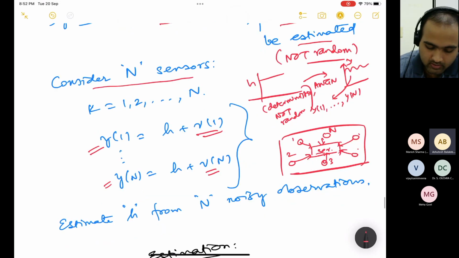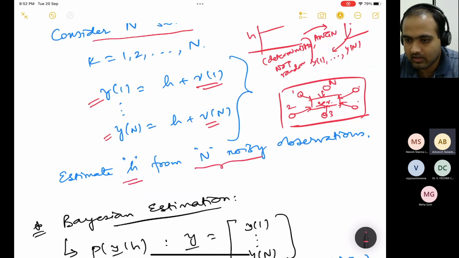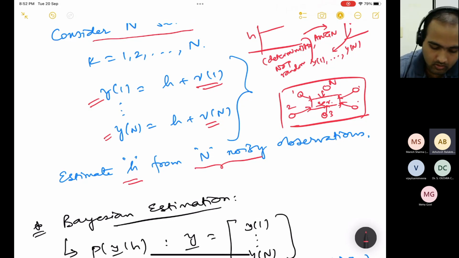Now we need to estimate h from these n noisy observations which we have. So it's kind of a wireless sensor network, and you are sending all your sensor information to a cloud server or some centralized location, and you want to process the parameter there, right? So how to do it?